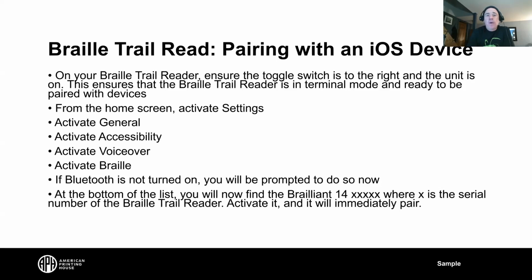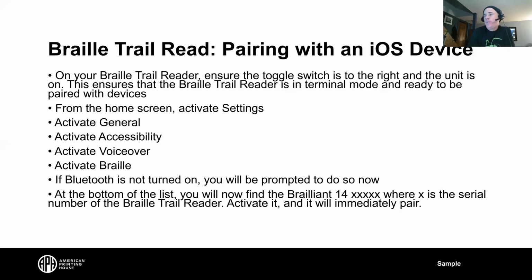From there, you would jump onto your iPhone or your iPad, and from the home screen, go to Settings. Once in Settings, you would move to General and select General. Then from General you would move to Accessibility, select the Accessibility option, and activate VoiceOver. Once VoiceOver was activated, you would move down and activate Braille. If your Bluetooth is not turned on, you will be prompted to do so.